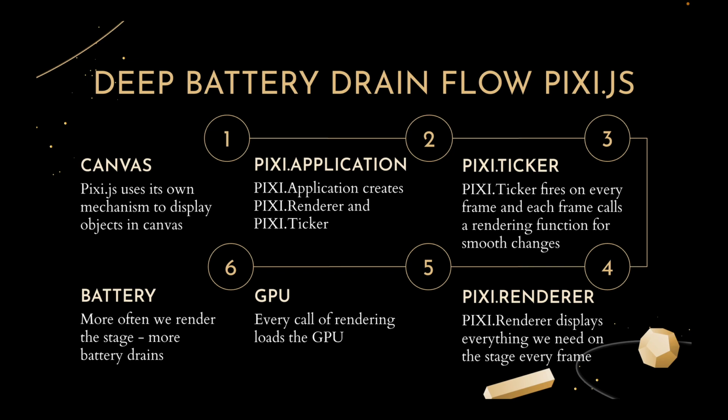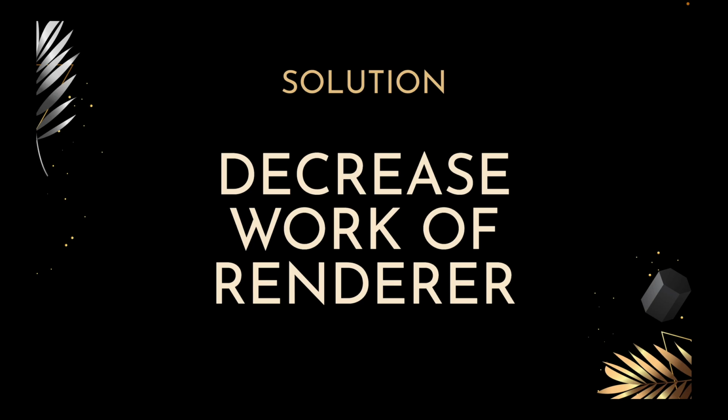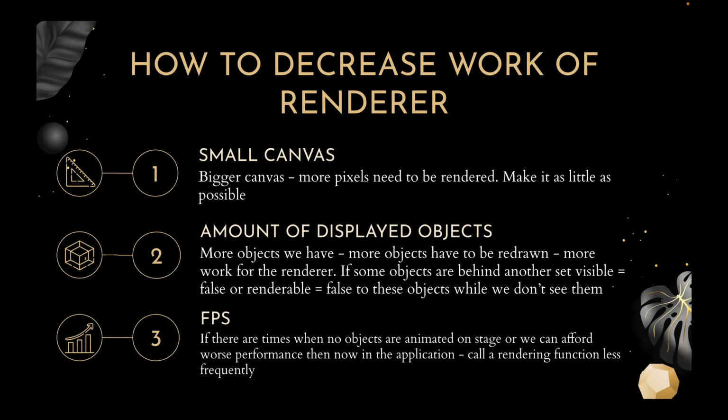By default, with a normal device, the frame fires 60 times per second, and every call of rendering loads the GPU. As a result, battery drains, and the more often we render the stage, the more battery drains. So the solution is to decrease work of renderer. And how can we do that?